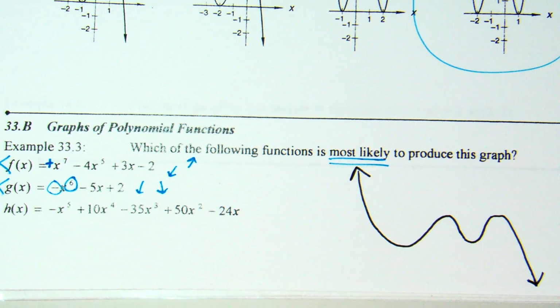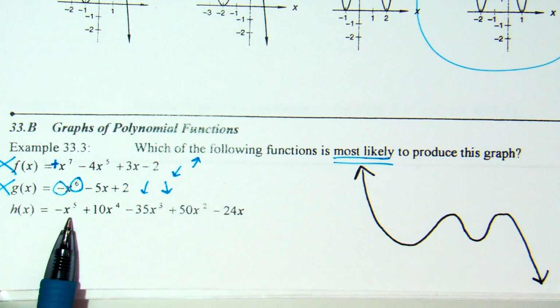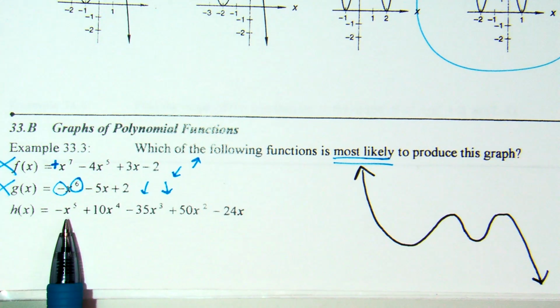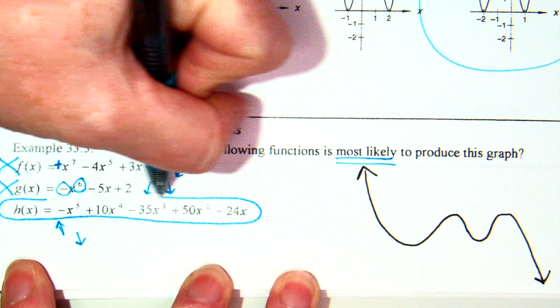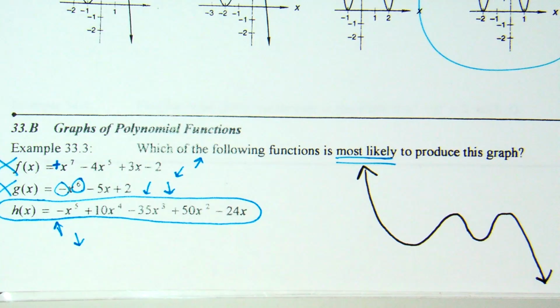So now h of x. What do we have? X to the 5th. What do you know about x to the 5th? It's either down, up, or up, down. What about the negative out front? The negative forces it to start up and end down. Because remember that negative out front flips the graph upside down. Okay. Again, I'm not asking you to draw a graph like that. These are just key features that can help you.